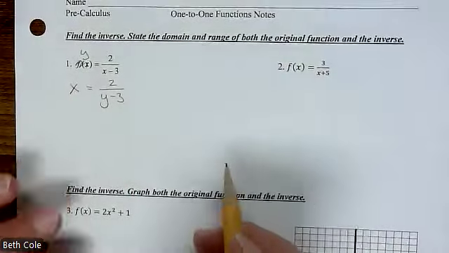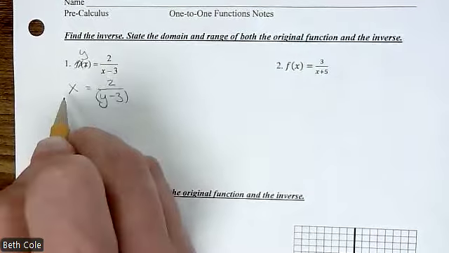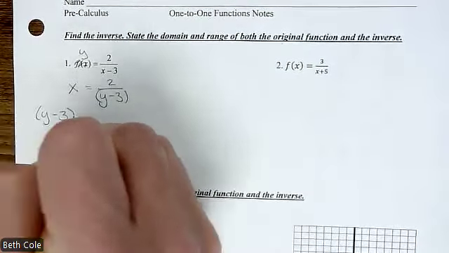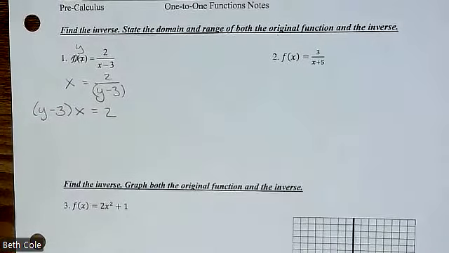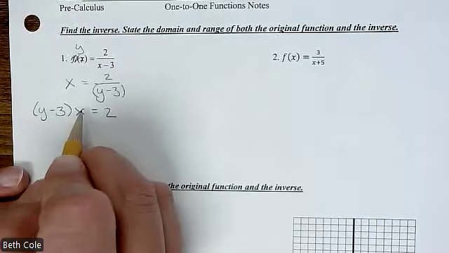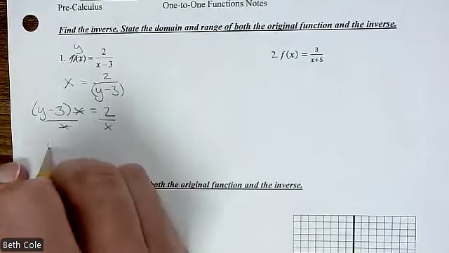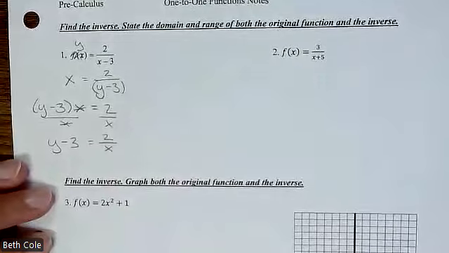So what are we going to do next? Good, we're going to move that to the other side by multiplying, but basically it just moves over. So you're going to have y minus 3 times x equals 2. Algebra is just moving things. We just moved it over there. And then we're going to divide by x. So divide both sides by x. Again, you're just moving that to the other side. So you get y minus 3 equals 2 divided by x.